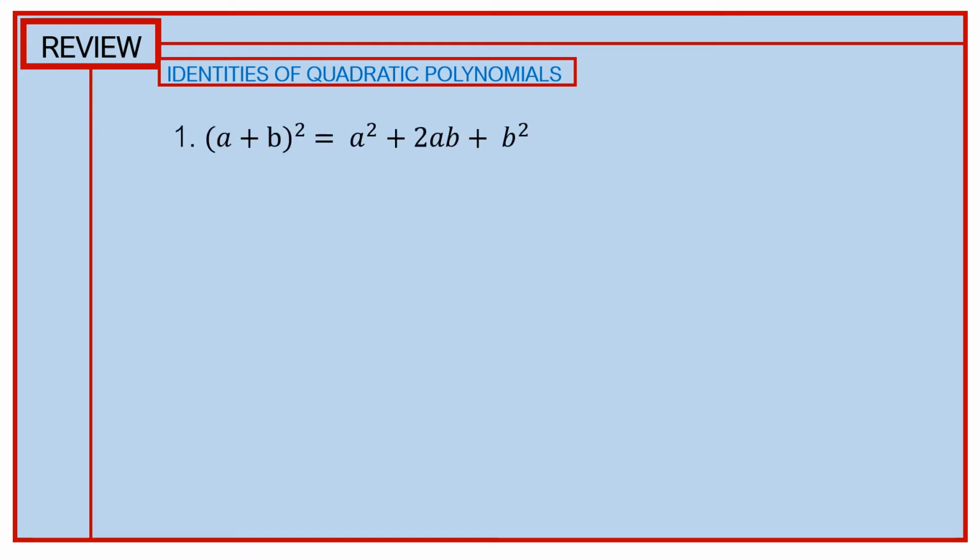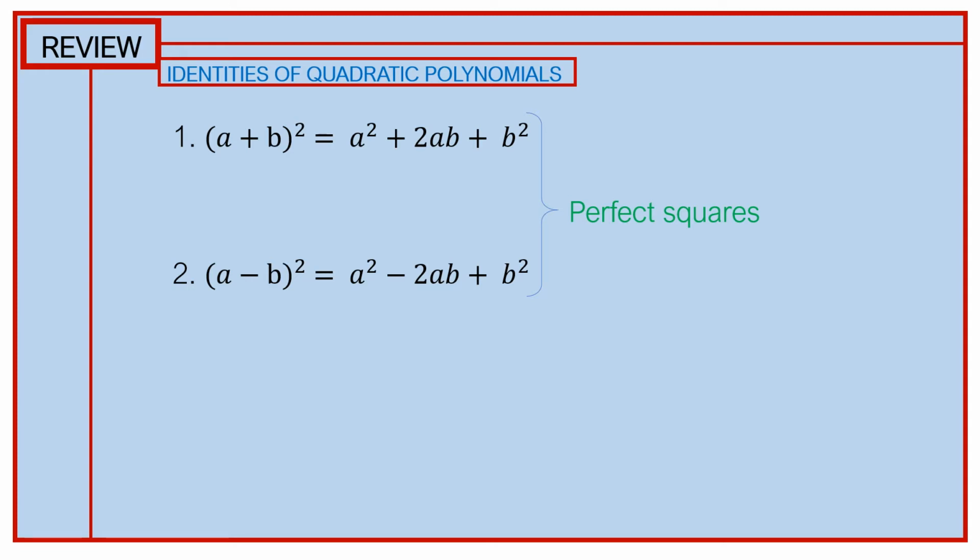In number 1, we looked at (a + b)² = a² + 2ab + b². In number 2, we looked at (a − b)² = a² − 2ab + b². And we said that these two are called perfect squares.